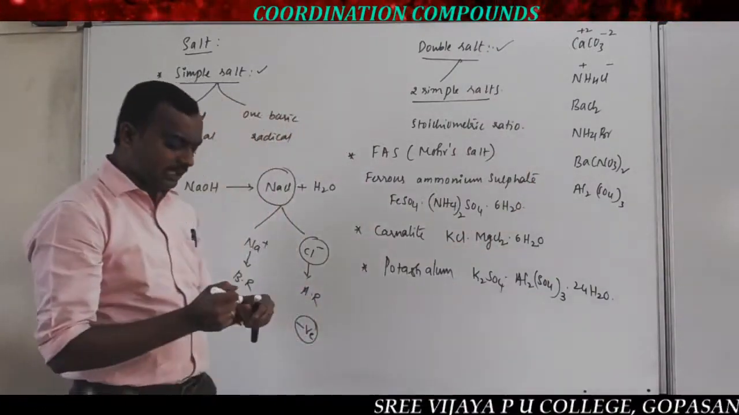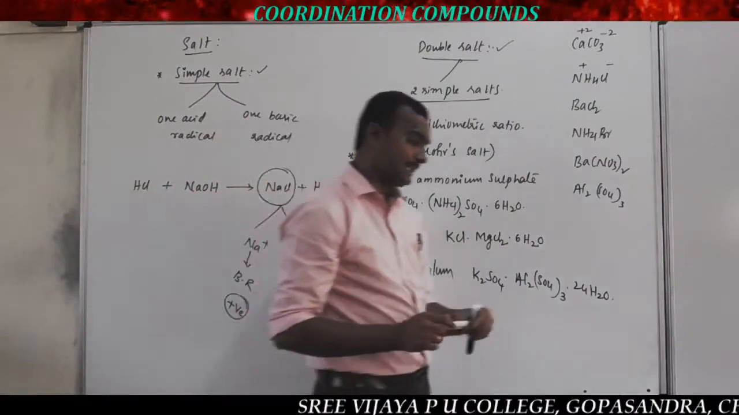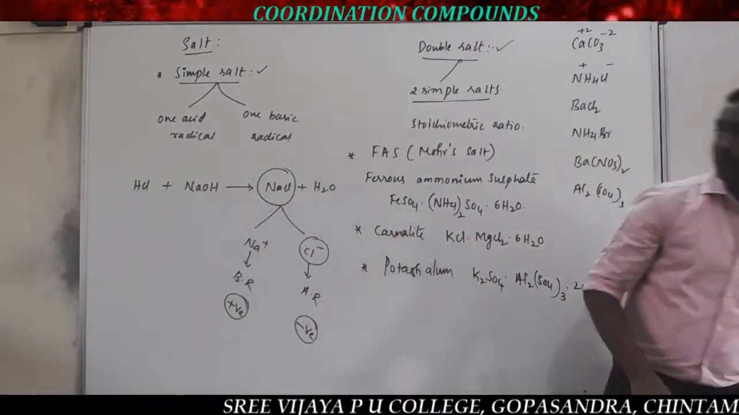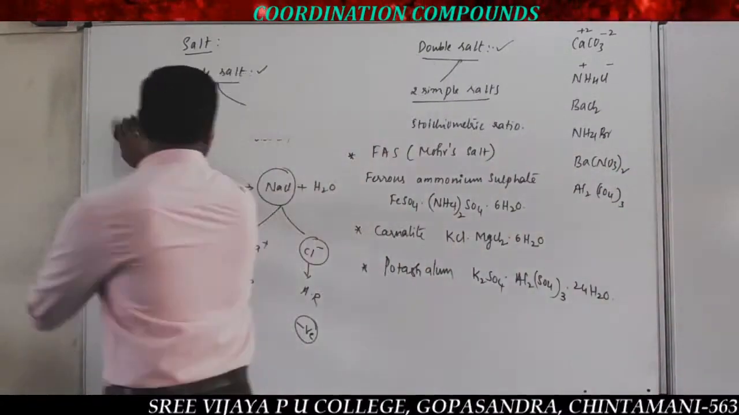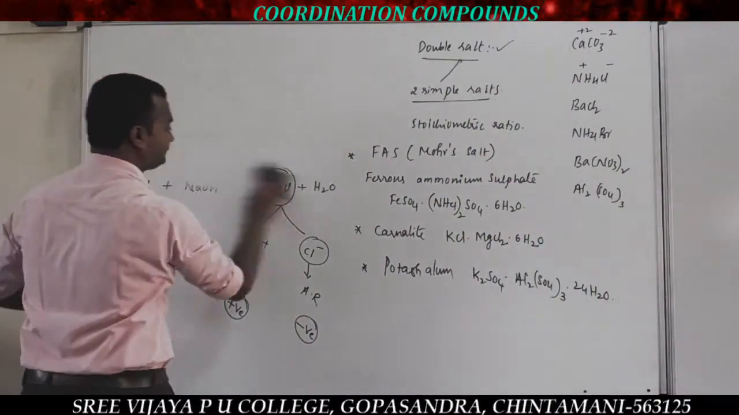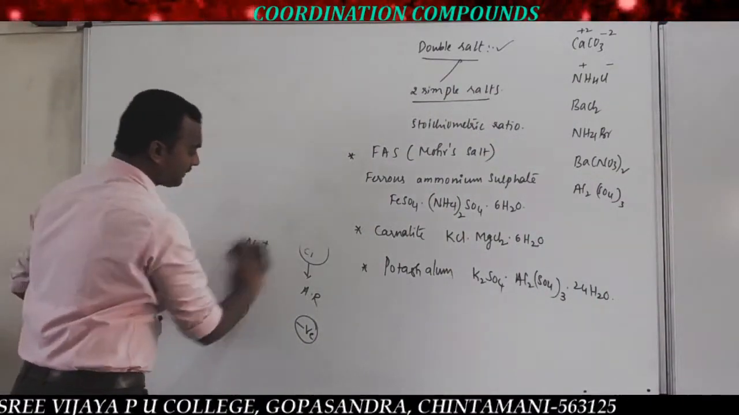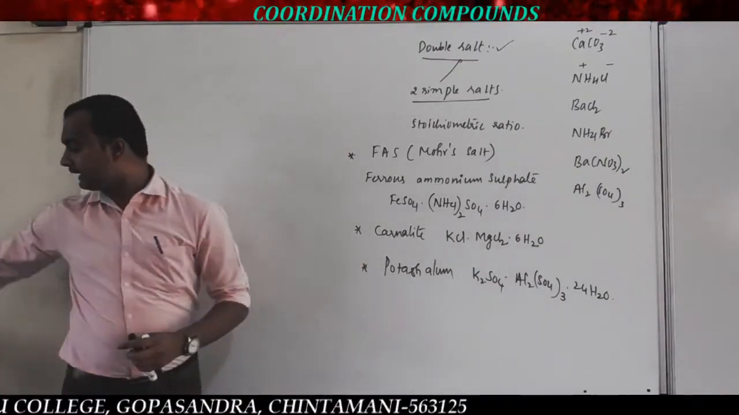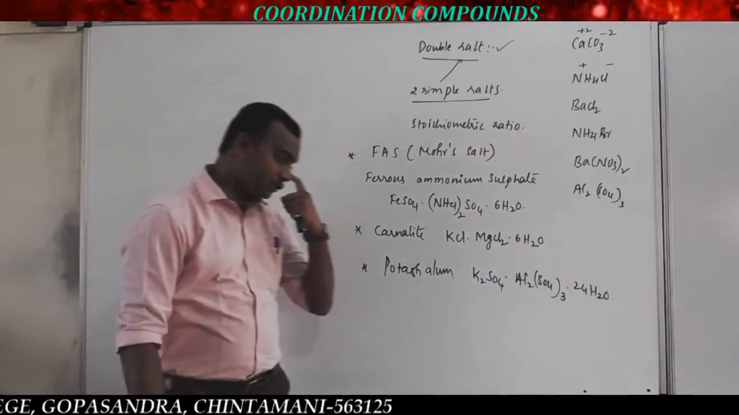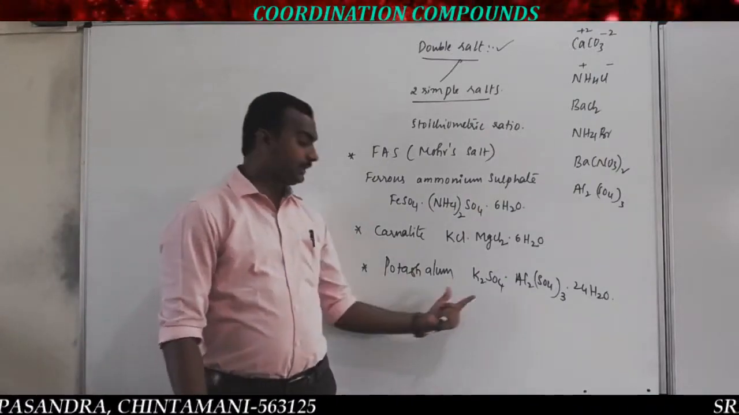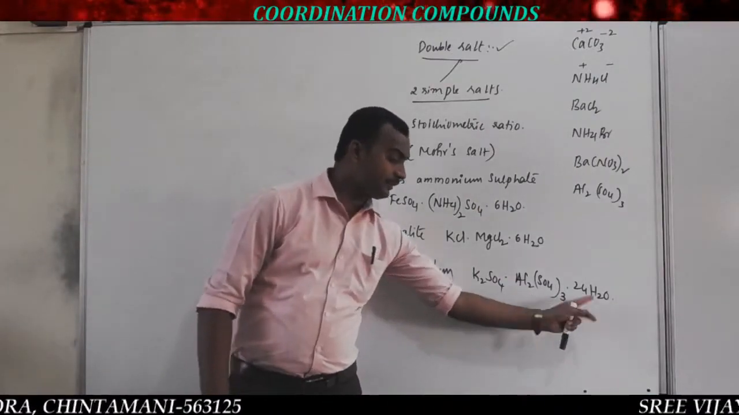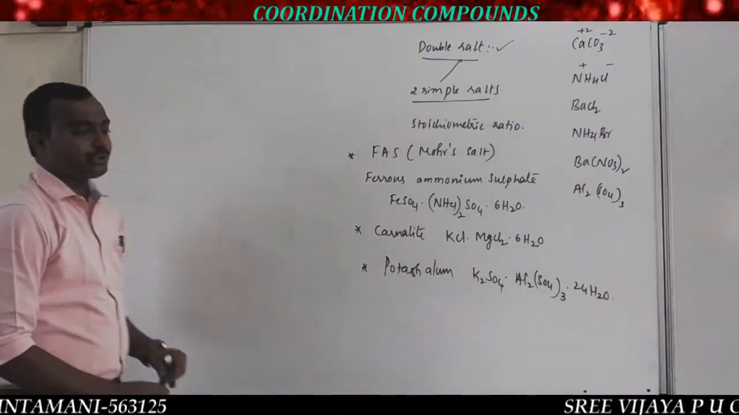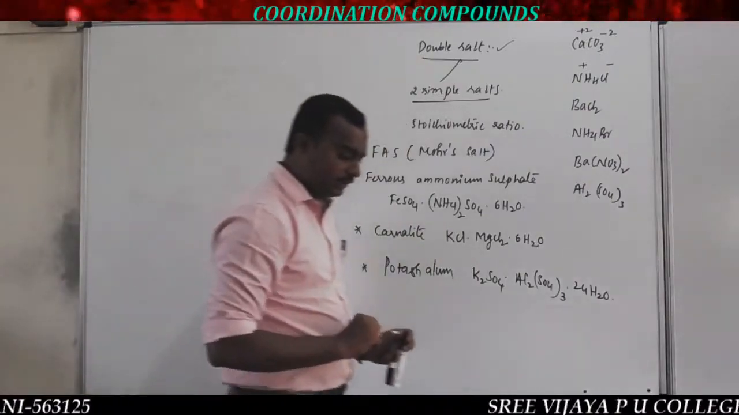These three are very simple and very important examples for the double salt. One is FAS, that is ferrous ammonium sulfate, also called Mohr's salt. Another is carnallite, KCl.MgCl2.6H2O, and another is potash alum, potassium sulfate and aluminum sulfate with 24H2O. Here there is one important question in the CET.